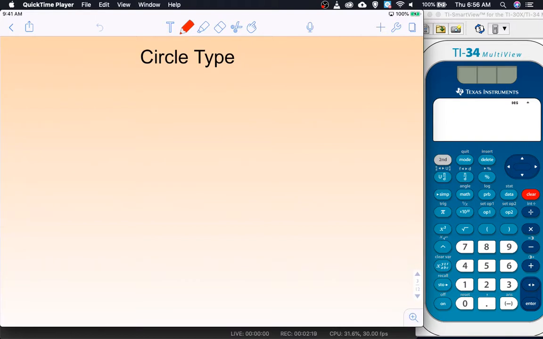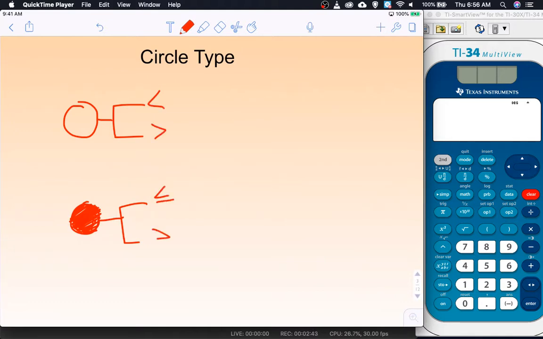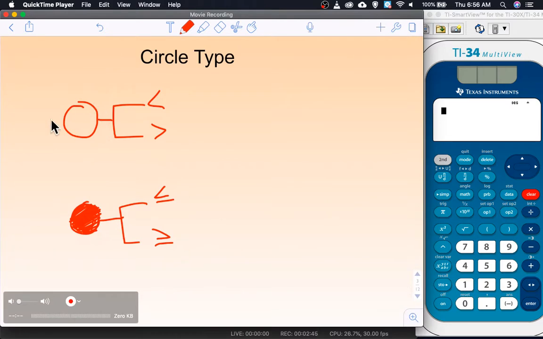Circle type. Go ahead, quickly throw in your circle types and the inequalities that match with them, and I'll do the same quietly. So there's the setup, and then hopefully you have something like that. This is the third lesson now where we've seen this: the hollow dot gets the less than and greater than, and the solid dot gets the or equal to's, the one with the extra little line underneath. Less than or equal to, greater than or equal to.